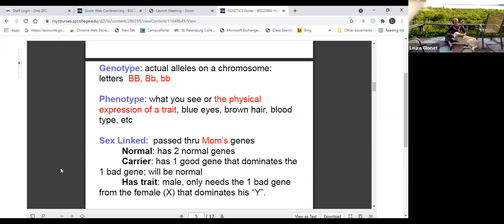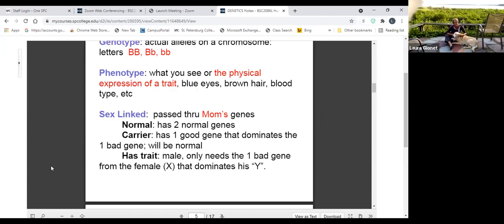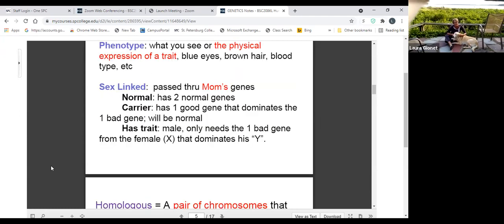Okay, well, you'll get a better example of this as we pass through this. Sex linked means it's passed through mom's genes. There are actually other sex-linked traits that are not necessarily passed through mom, but the majority of them, the ones that we're going to look at, are passed on mom's genes, which means it's passed on an X chromosome. So the normal has two normal genes, a carrier mom. We're talking about moms because, for the majority of these, this trait is going to be carried on an X chromosome, not on Y.